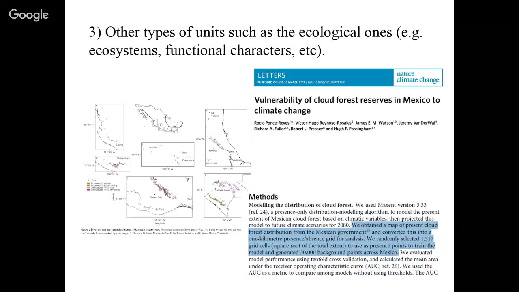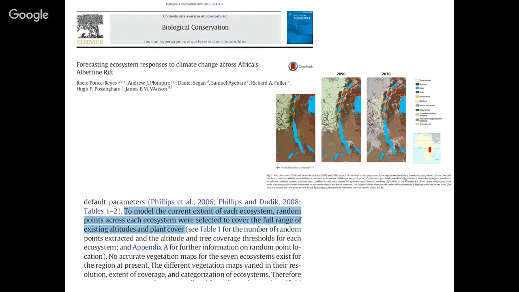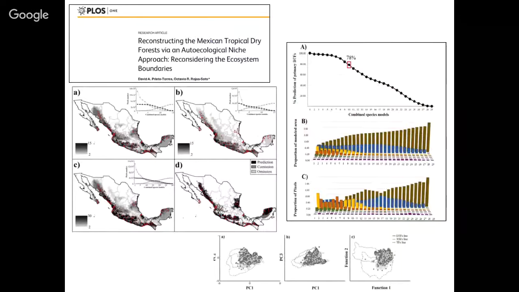Well, almost the same authors recently published another paper where they again used the same approach. As you can see, to model the current extent of each ecosystem, random points across each ecosystem were selected to cover the full range of the existing altitudes and plant covers. This is another example of the same methodology. As an alternative, we have modeled the ecosystem. We have the same goal, but in this case, we have used an ecological niche approach.